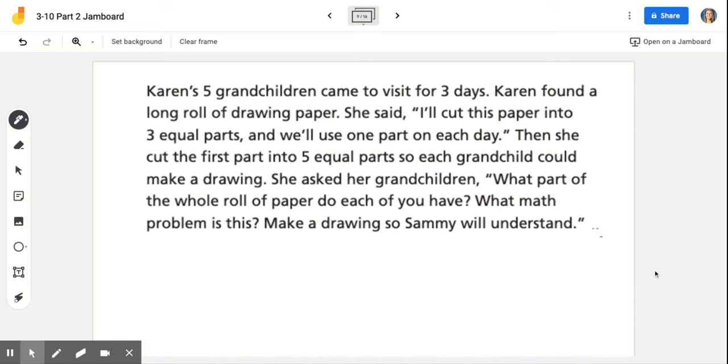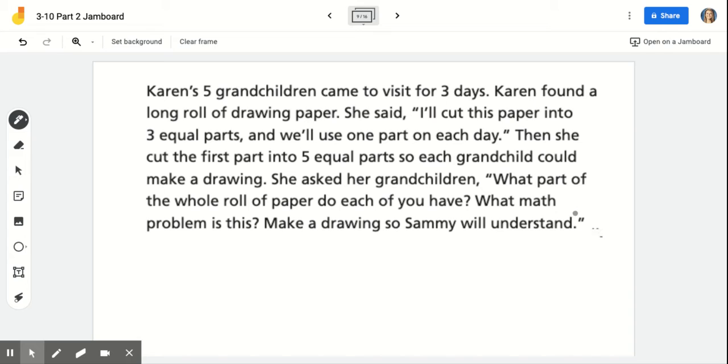It says, Karen's 5 grandchildren came to visit for 3 days. Karen found a long roll of drawing paper. She said, I'll cut this paper into 3 equal parts and we'll use 1 part on each day. Then she cut the first part into 5 equal parts so each grandchild could make a drawing. She asked her grandchildren, what part of the whole roll of paper do each of you have? What math problem is this? Make a drawing so Sammy will understand.